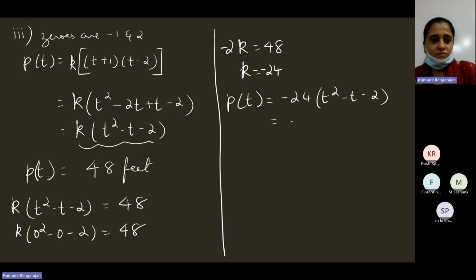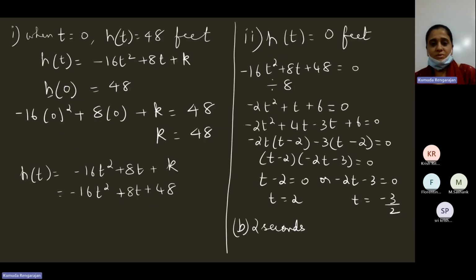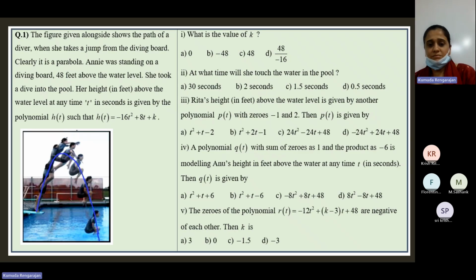So the polynomial for this person, I forgot her name, is minus 24 t squared plus 24 t plus 48. Yeah. And what is this person's name? Rita.